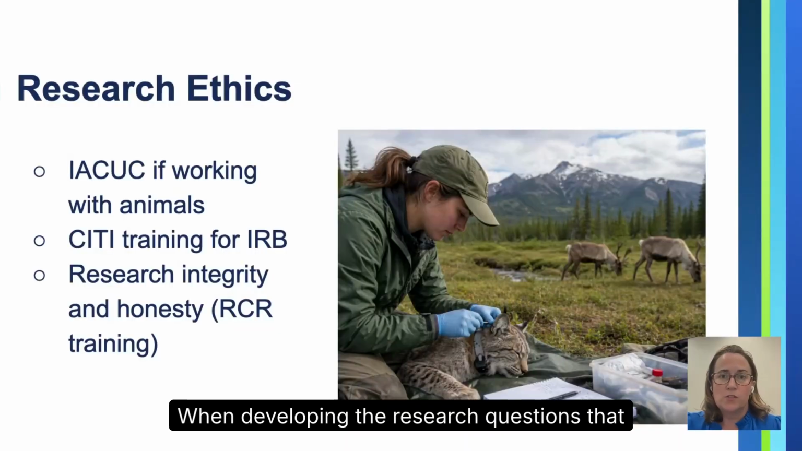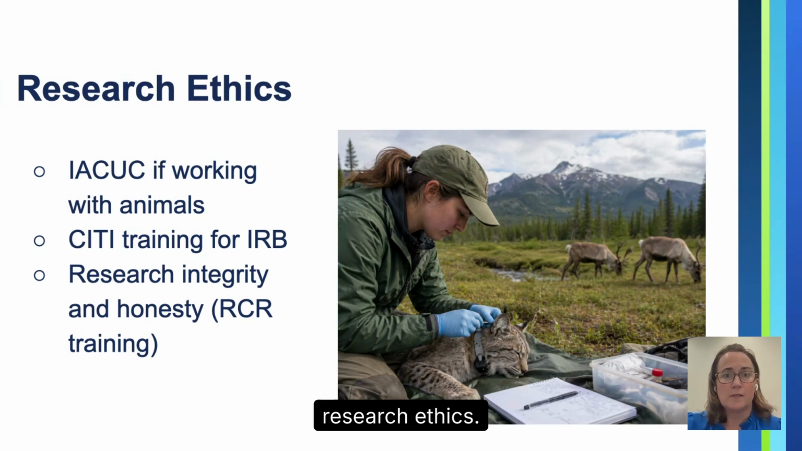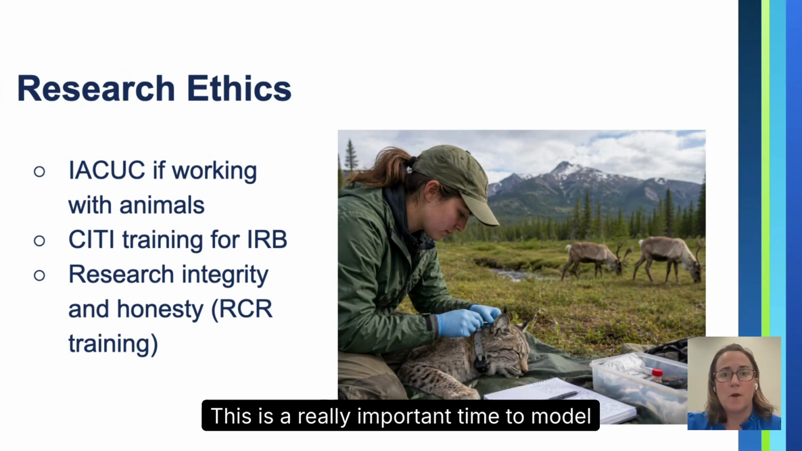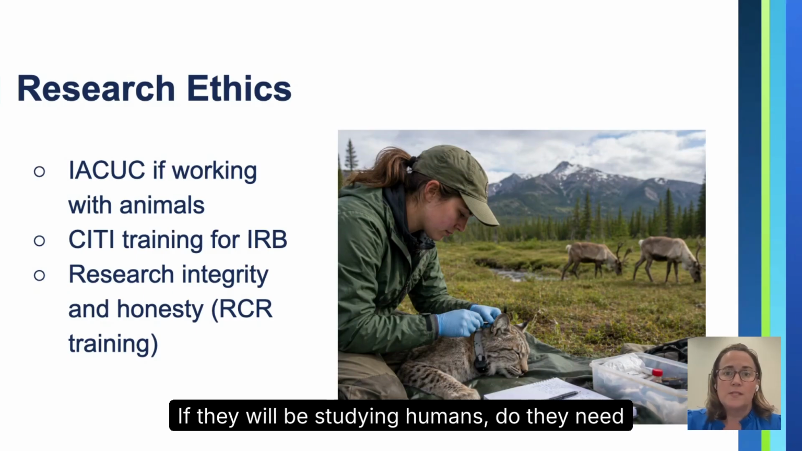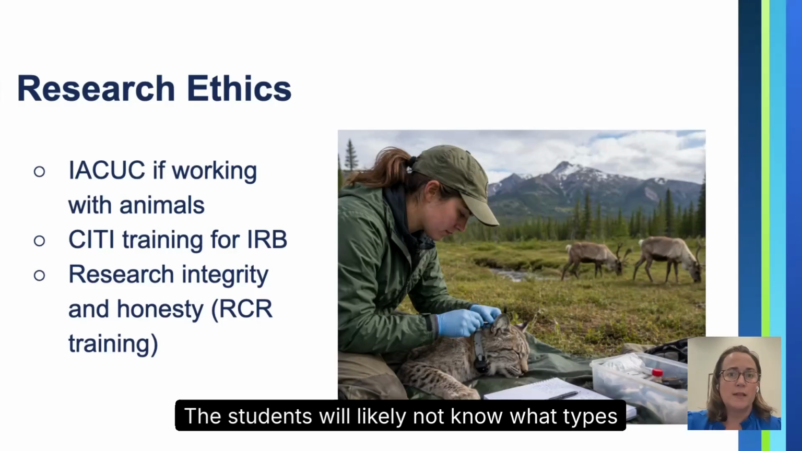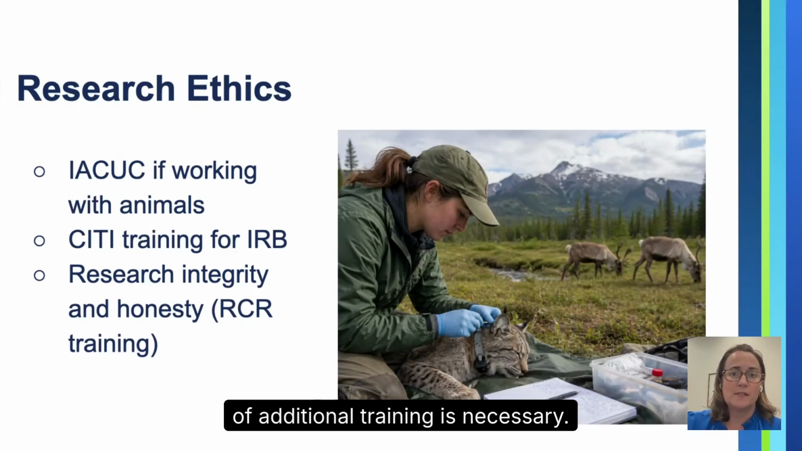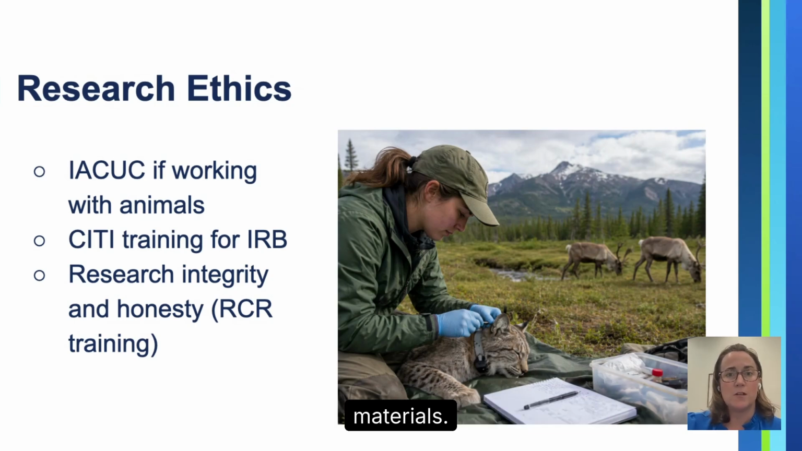When developing the research questions that the student will be addressing, mentors should encourage students to think about research ethics. This is a really important time to model addressing ethical concerns regarding the research. Does the student need IACUC training if they're working with animals? If they will be studying humans, do they need CITI training? It's also a good idea to have the students take the Responsible Conduct of Research training from the Research and Innovation Office. The students will likely not know what types of additional training is necessary, so it's important for the research mentor to make these requirements known to the student and help them gain access to the training materials.